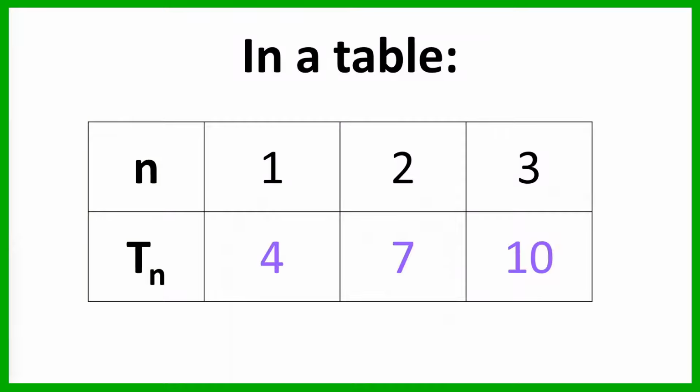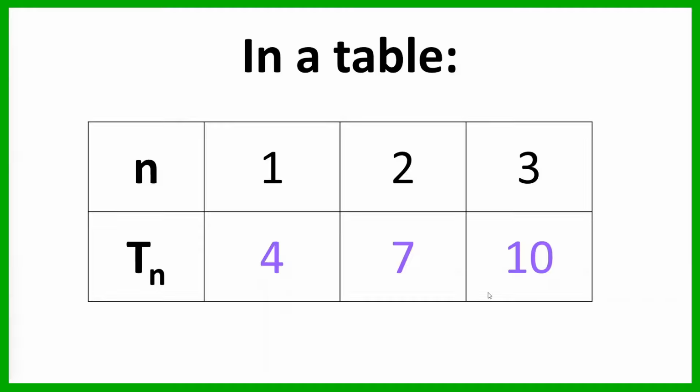So like this over here, we've got in our table n, that is the term number. So you see it is 1, 2, 3. And then over here, tn is the term value. So the first term, where n is 1, is 4. The second term, where n is 2, is 7. The third term, where n is 3, is 10. So that is representing a pattern in the form of a table.